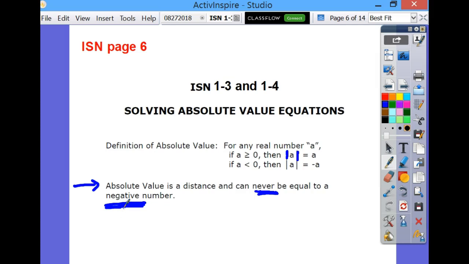And when we solve an absolute value, there's always going to be 2 answers because I might have the distance to the left of 0 or I might have the distance to the right of 0. And so that's why there are 2 answers because we don't care whether we're going to the left or right. We just care about what the distance is.